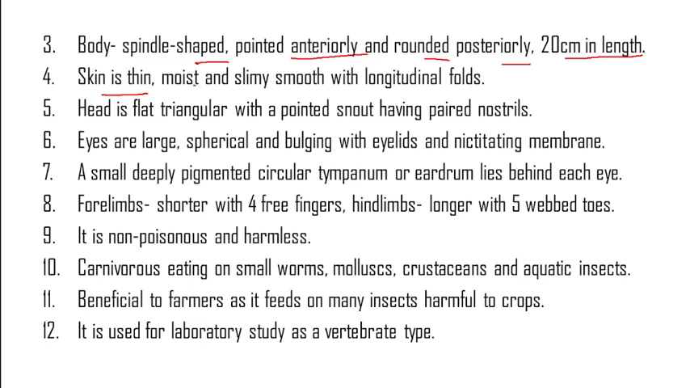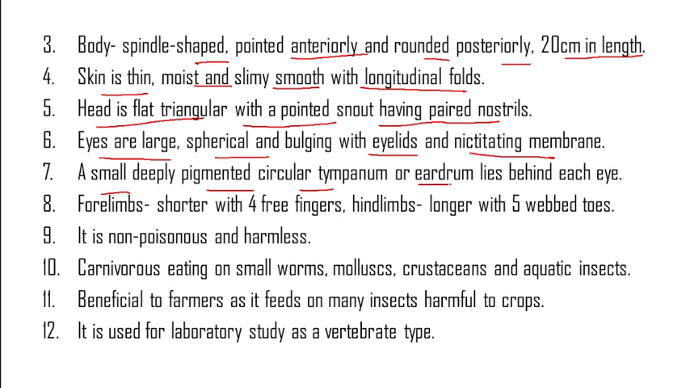Skin is thin, moist and slimy, smooth with longitudinal folds. Head is flat, triangular with a pointed snout having paired nostrils. Eyes are large, spherical and bulging with eyelids and nictitating membrane. A small, deeply pigmented, circular tympanum or eardrum lies behind each eye. Forelimbs are shorter with four free fingers.